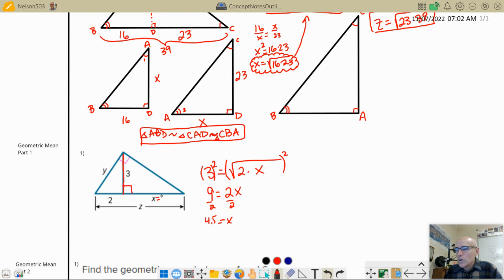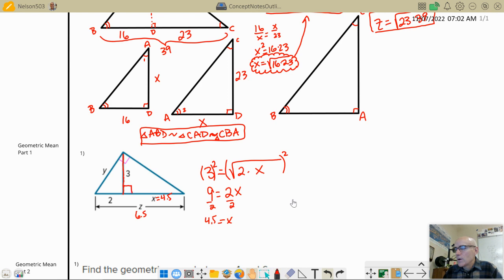So this piece right here is 4.5. Then what I can do is I could say, well, z is 6.5 because we're just going to add the 2 and the 4.5 together, right? Then I could look up above and I could say, oh, wait, you know what?